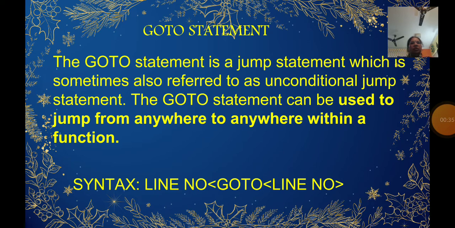The goto statement is a jump statement, which is sometimes also referred to as an unconditional jump statement. The goto statement can be used to jump from anywhere to anywhere within the function. So what is the syntax of the goto statement? Line number, goto, and line number.